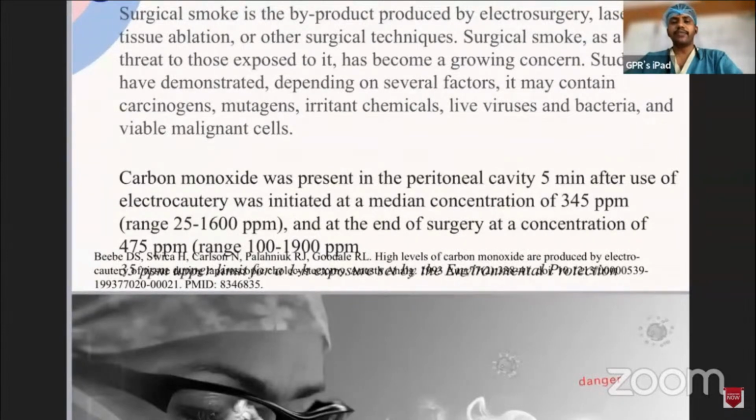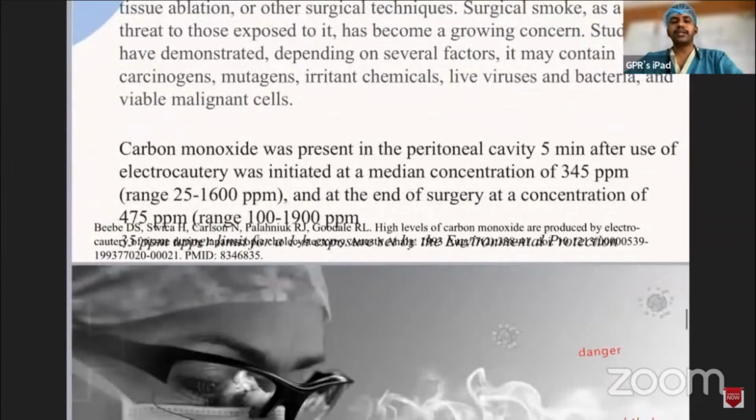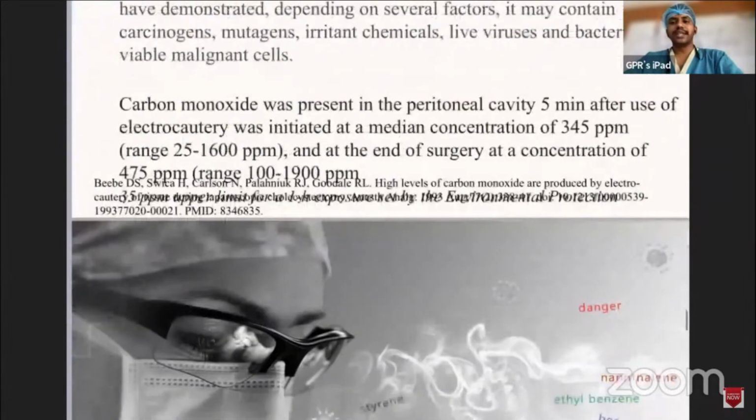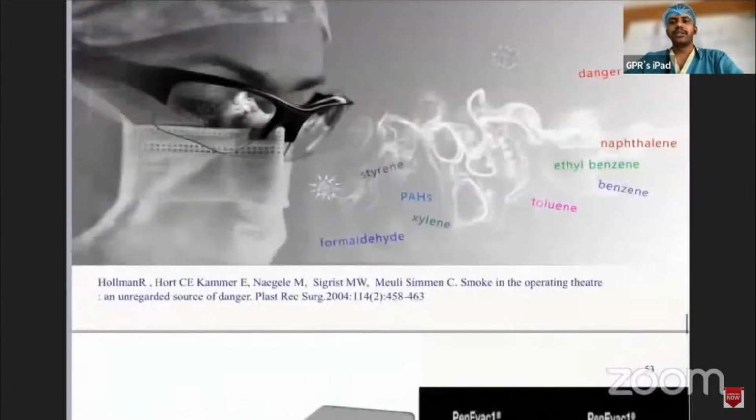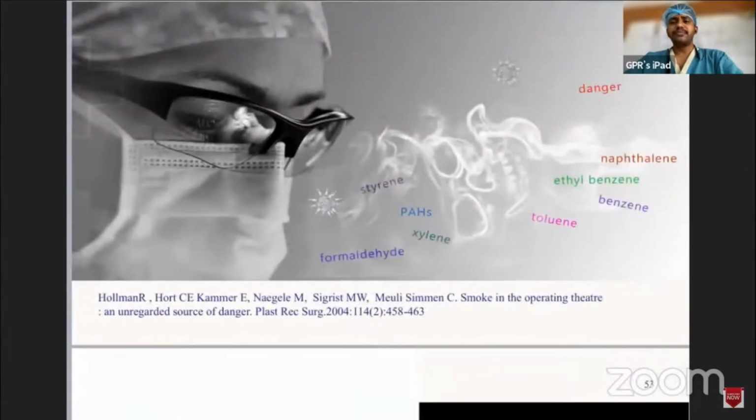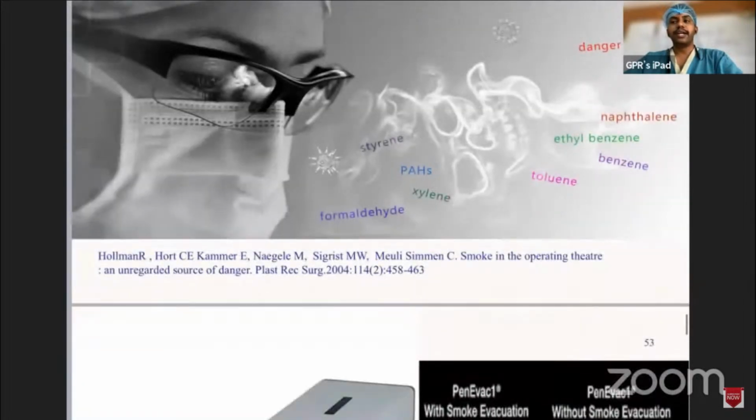And on an average, at every surgery, by the end of the surgery, we may expect the ppm of carbon monoxide to be around 475. But what is permissible was less than 19 after any surgery. So these are the different chemicals that are being dissipated out of any units. That could be xylene, toluene, benzene, formaldehyde, and last but not least, the dangerous virus per se.